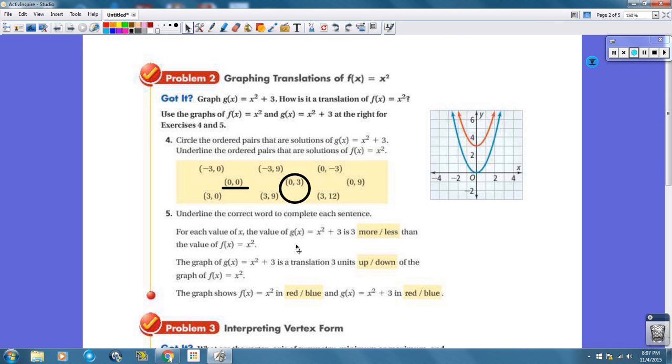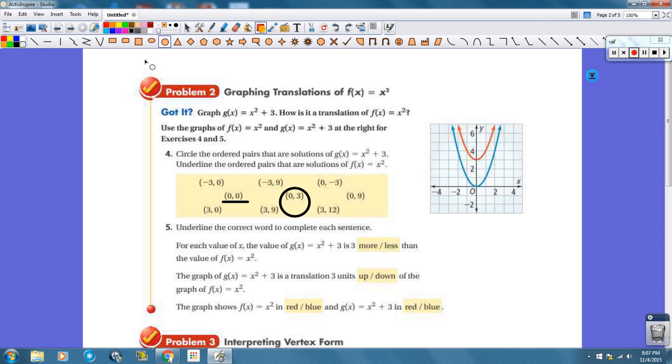Now, what you want to do here is answer these questions. So for each value of x, the value of g of x equals x squared plus 3. Is that 3 more or less than the value? Well, here's the function, and if you add 3, it would be 3 more. I think that sort of makes sense. Let's underline the word more.